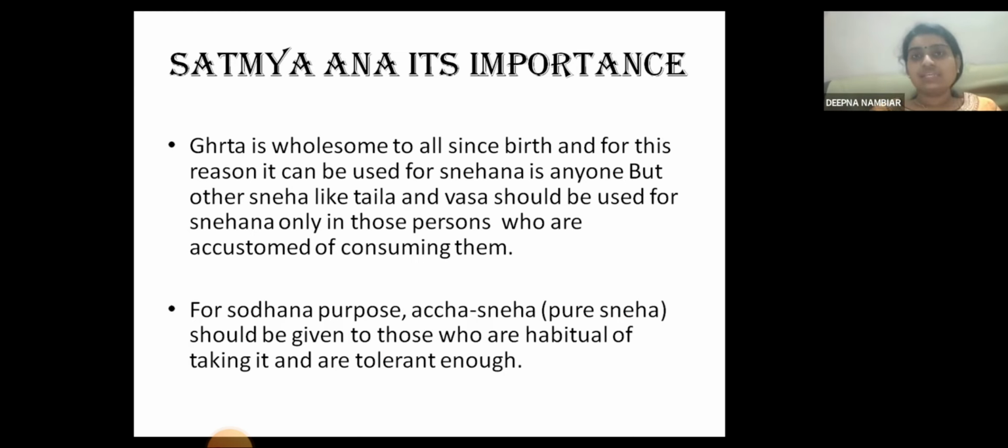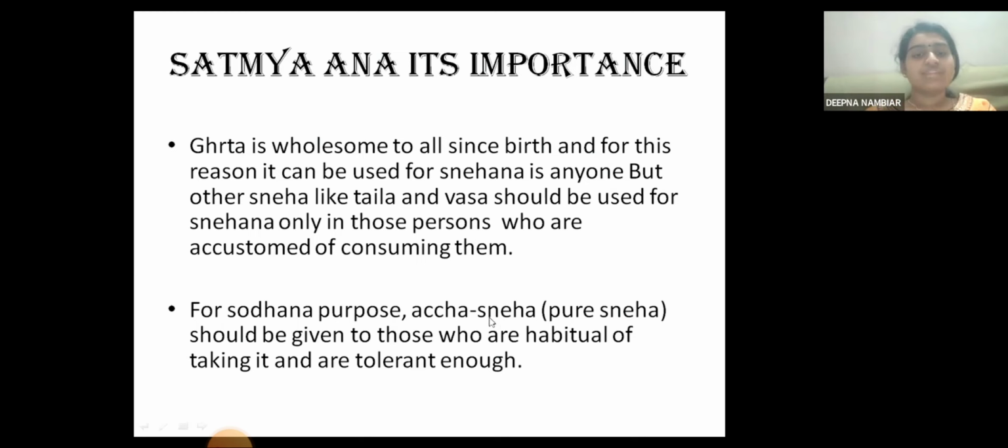In the case of Snehapana, Ghrita is considered for Satmya, because we are using Ghrita from the time of birth. Ajanma, from the birth itself, we are using Ghrita. So the Satmya of Ghrita is explained like that. Ghrita is wholesome to all since birth, and for this reason, it should be used for Sneha in anyone. It is considered as Uttama Sneha due to its Satmya Swabhava also. But other Snehas like Taila and Vasa should be used for Snehana only in those persons who are accustomed to consuming them. Because Sneha Satmya is therefore Ghrita, because we use it from birth itself.